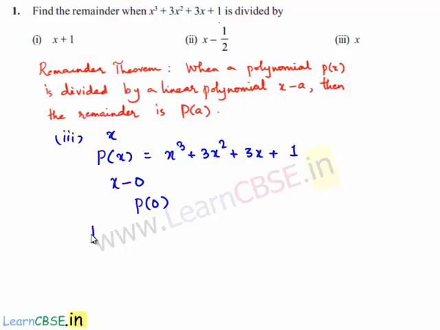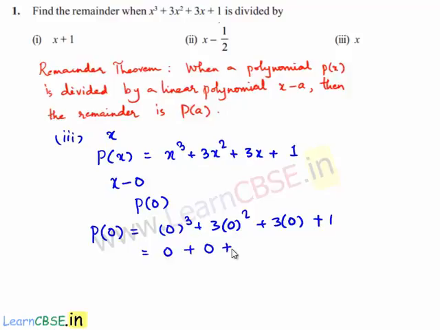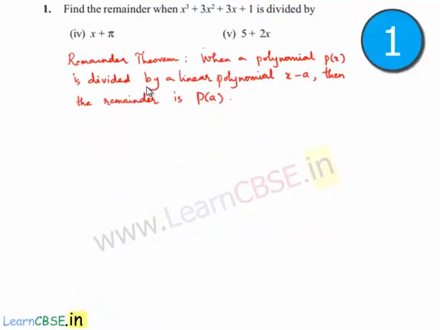p of x, which becomes p of 0 is equal to 0 cube plus 3 times of 0 square plus 3 times of 0 plus 1, which is 0 plus 0 plus 0 plus 1. Nothing but it becomes 1. Therefore, p of 0 is equal to 1. By the remainder theorem, the remainder of the given polynomial is p of 0, which is nothing but 1. That is, remainder is equal to 1. Coming to the fourth bit, which is x plus pi.